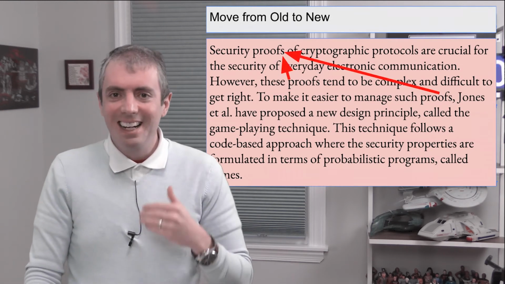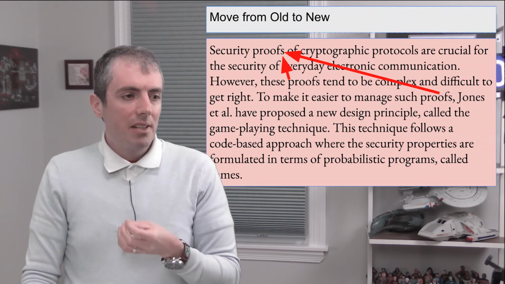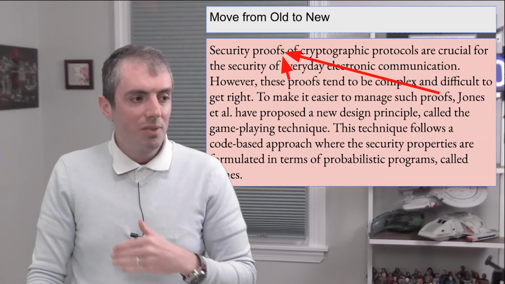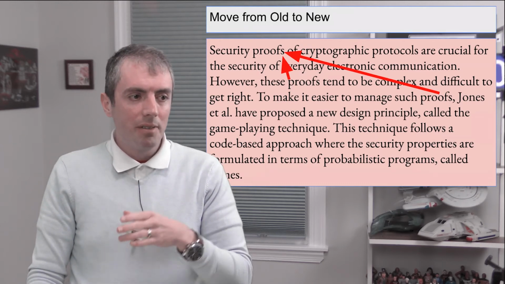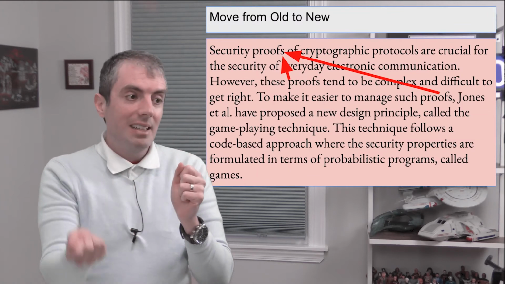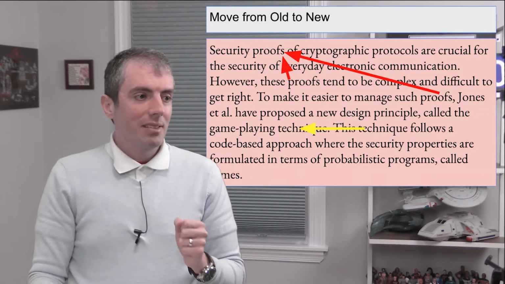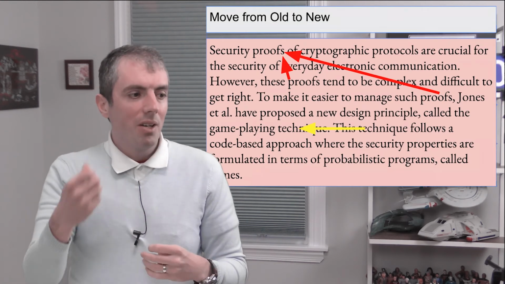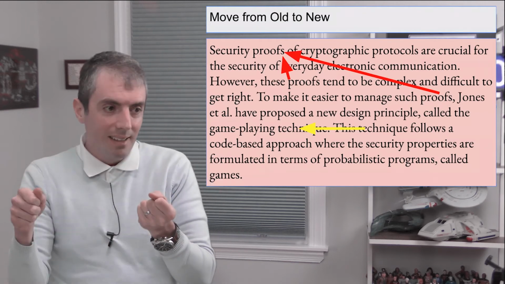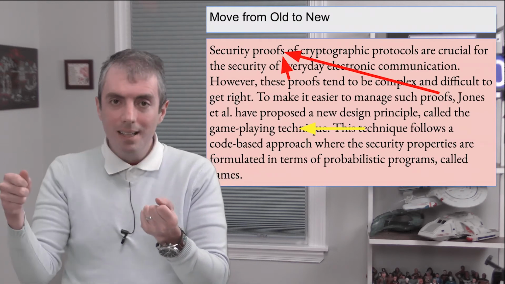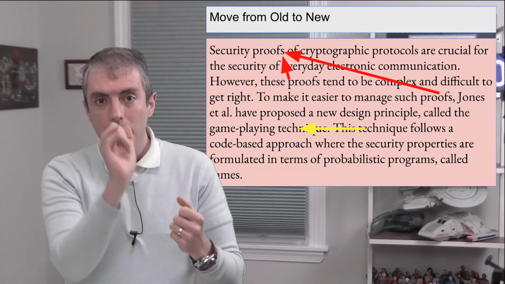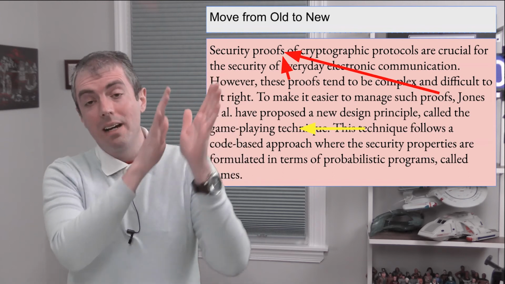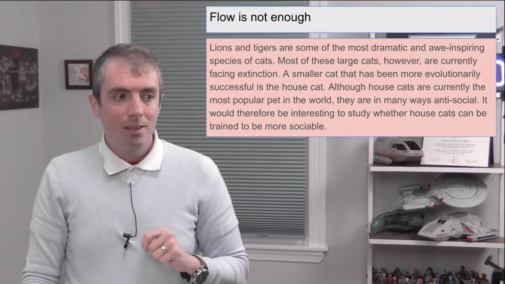This is, again, an example from Dreyer. "To make it easier to manage such proofs" is how you introduce this and say explicitly that Jones et al. have proposed a new design principle. Using the word proofs explicitly connects it to the previous sentence that is talking about security proofs of cryptographic protocols. And then you introduce a new design principle called the game playing technique. Then you link the next sentence to the thing that you just introduced. This technique follows yada yada. You've explicitly made it clear that you're introducing something new and connecting it to the old stuff. And then as you carry on with the new stuff, it's clear how this connects to what you just introduced.